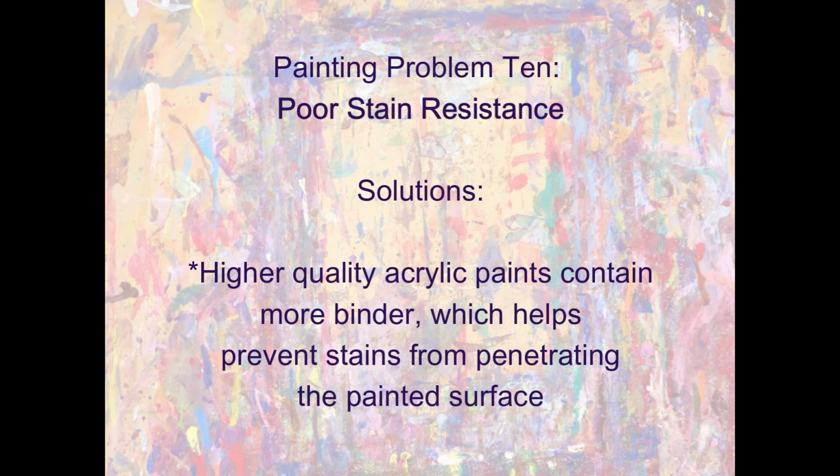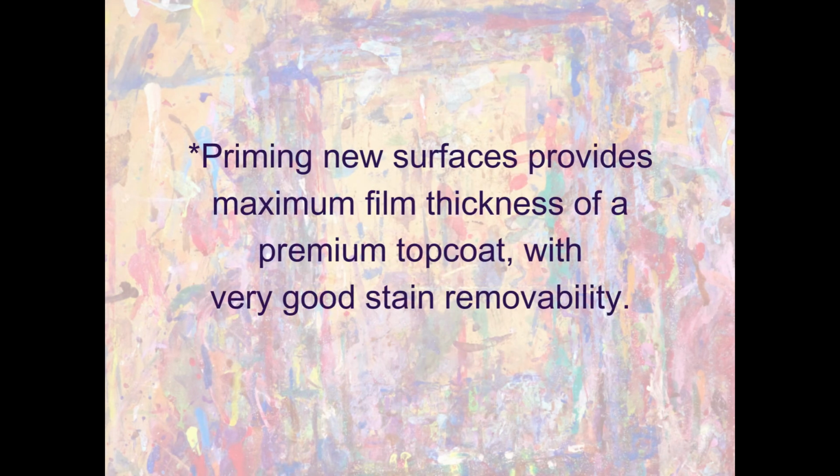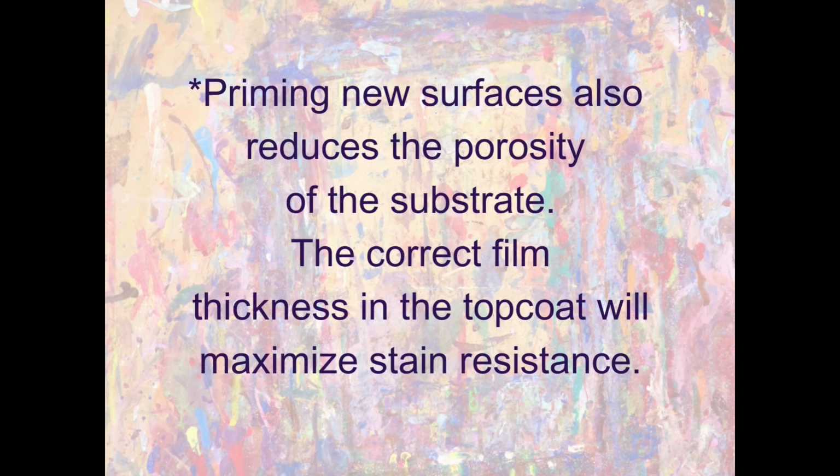Painting problem 10, poor stain resistance. Solutions: high quality acrylic paints contain more binder, which helps prevent stains from penetrating the painted surface. Priming new surfaces provides maximum film thickness of a premium top coat with very good stain removability. Priming new surfaces also reduces the porosity of the substrate. The correct film thickness in the top coat will maximize stain resistance.